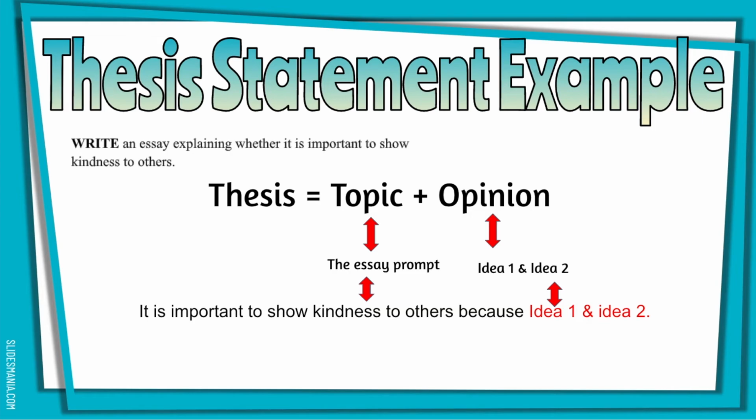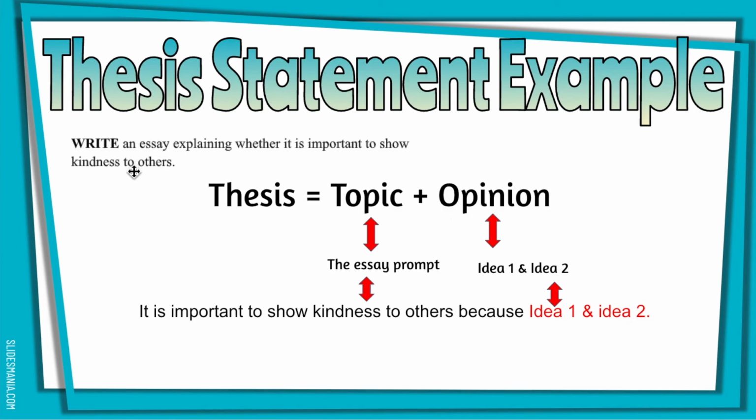Okay, so let's do an example. Here we have an essay prompt. Write an essay explaining whether it is important to show kindness to others. Keep in mind the formula that we're using. Thesis equals topic plus opinion. The topic comes from your essay prompt, this right here. Your opinion comes from your idea 1 and your idea 2.